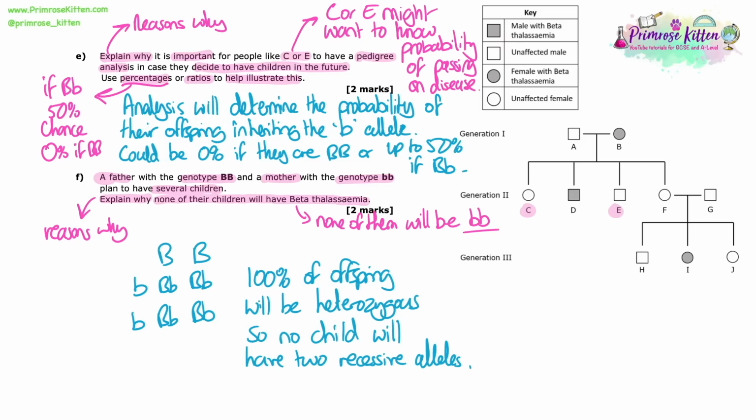You could say they can only get 1 recessive allele from mum, and so therefore they can't have 2 because the father can only donate capital or dominant alleles. However you want to explain it, you've got some options in the mark scheme, but if you want to do the Punnett square, that's fine, but you would need to have this extra little bit of text that I've written next to it just to make it clear that you understand that 100% of the offspring are heterozygous, or something like no child will have 2 recessive alleles to have the disease.